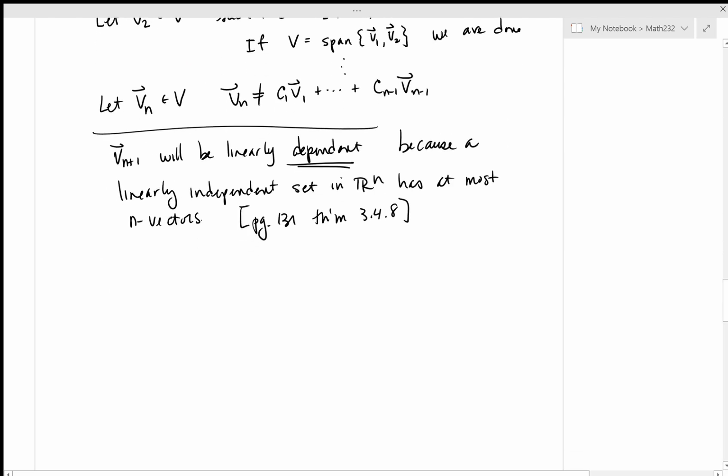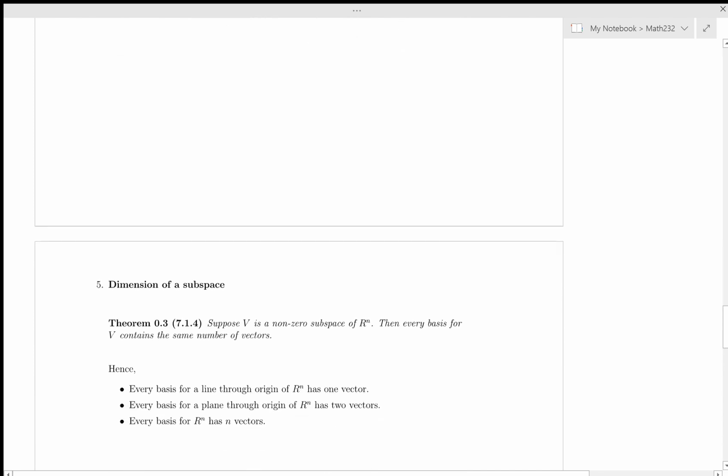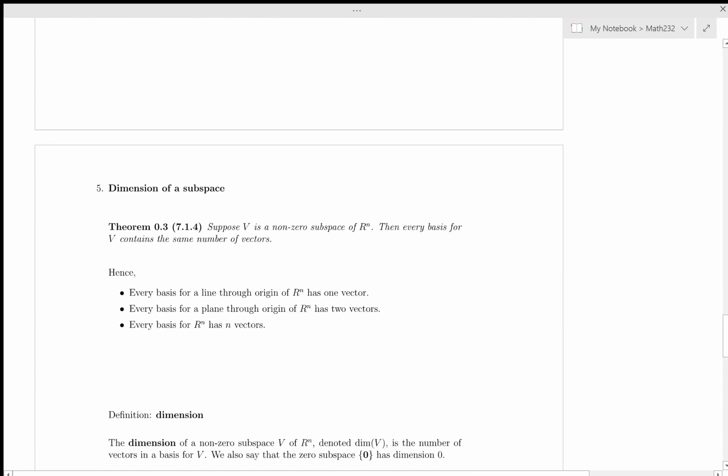Okay, with this at hand, we're going to then say what a dimension is, basically. So suppose we have a non-zero subspace of Rn, we're calling it V. Then we can have a basis in more than one way, and it doesn't have to be the same vectors. But every single one of those bases will have the same number of vectors.